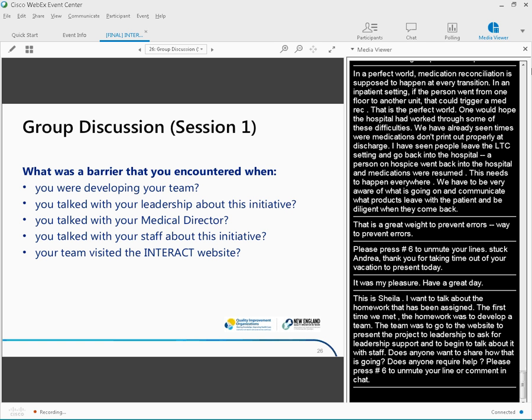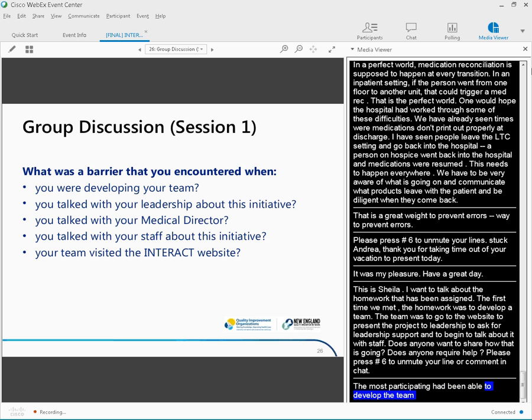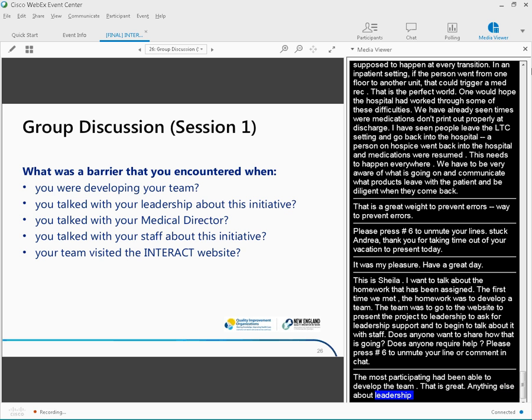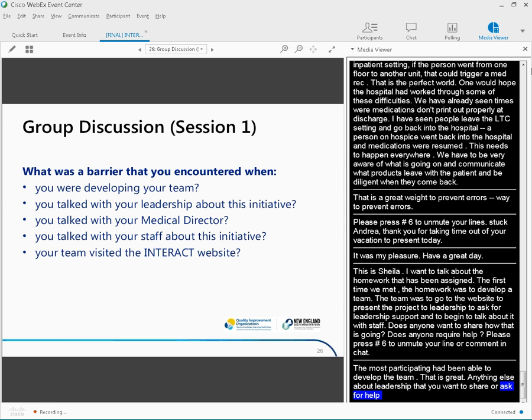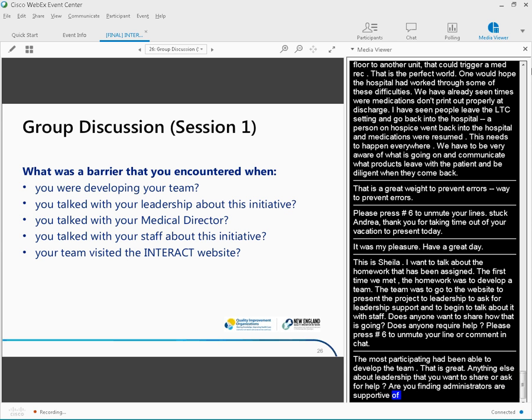Okay, we saw from the polls that most of our participants have been able to develop a team or to fold this work of Interact into an existing team, so that's great. Anything else about leadership that anyone wants to share or ask for advice and support? Are you finding that your medical directors, your administrators, and your corporate parents are, for the most part, supportive of Interact implementation? Just press pound 6 to unmute your phone or type something in chat if you'd like to share.